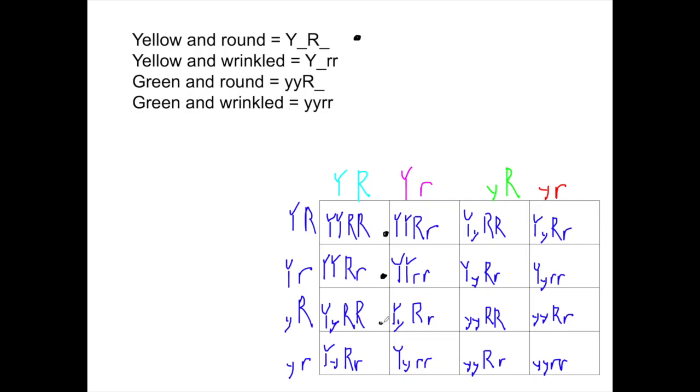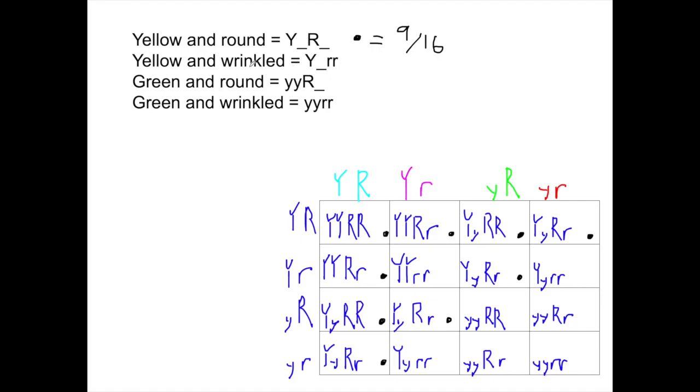So I'm going to go through and find all of them that meet that classification, at least one big Y and at least one big R, and put a dot inside each of them. When I do that, it turns out that out of these 16 total squares, 9 of them have a dot inside them, which means the chance of having a kid who's yellow and round is a 9/16 chance.